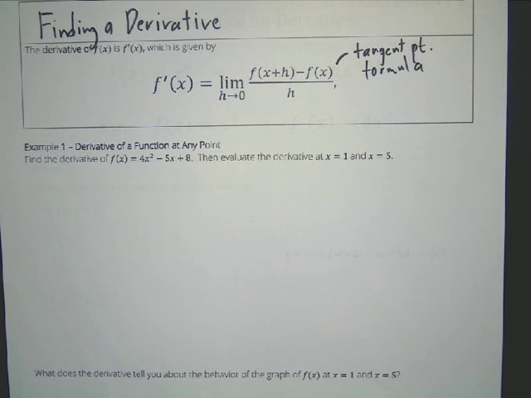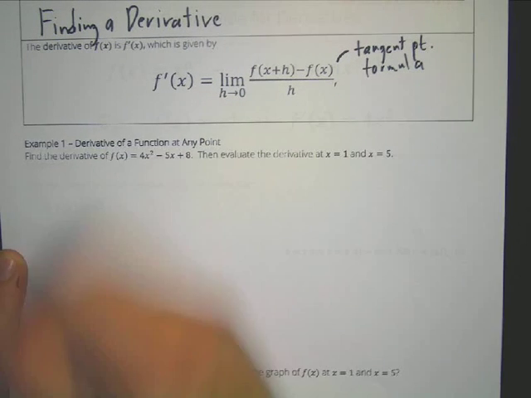It's pretty much the same process as finding the tangent, but Sergio, can you read this example? Find the derivative of f(x) equals 4x squared minus 5x plus 8. Then evaluate the derivative at x equals 1 and x equals 5. Alright, great. So for this one, we're going to go ahead and use this.